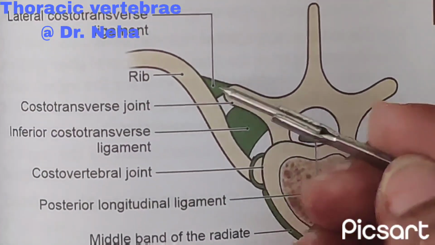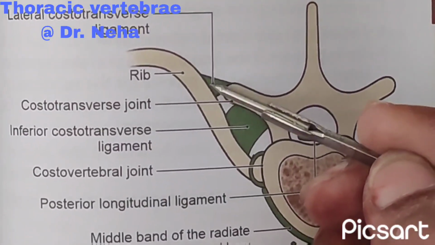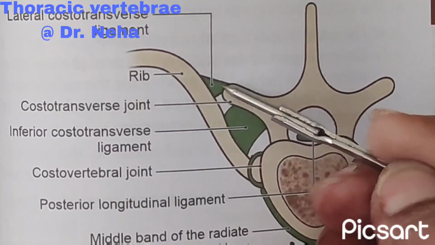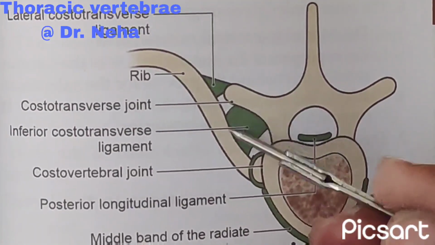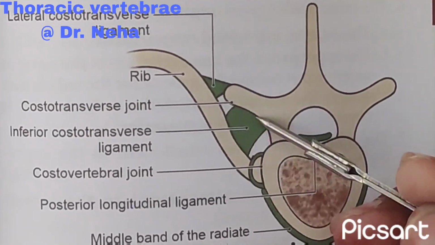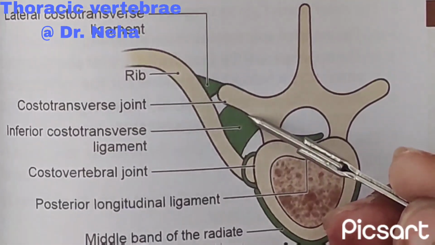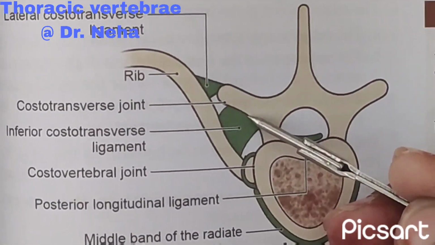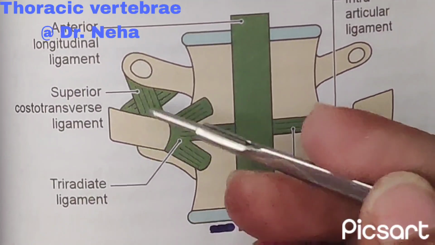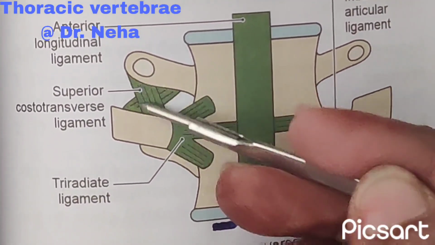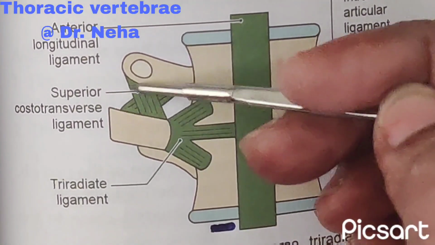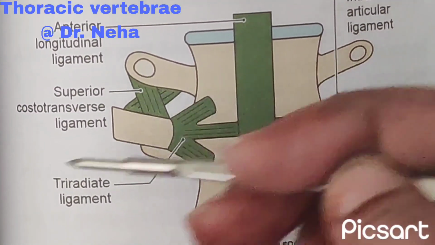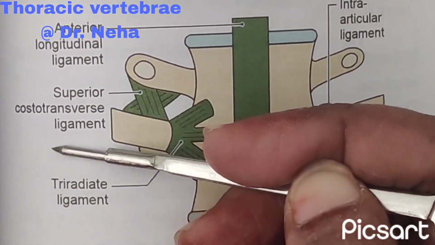So here we can see the attachment of the lateral costotransverse ligament, which is attached on the tip of the transverse process. Then the second one is the inferior costotransverse ligament, which is seen from below. Then this is the superior costotransverse ligament, seen from the superior side as well as from the anterior aspect.